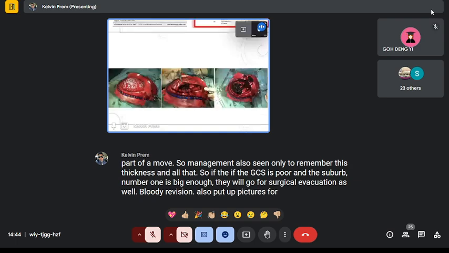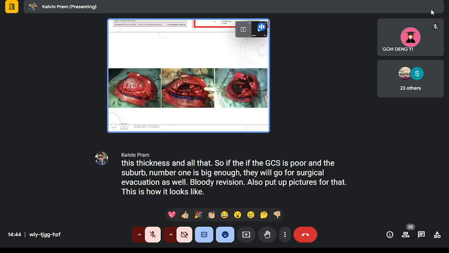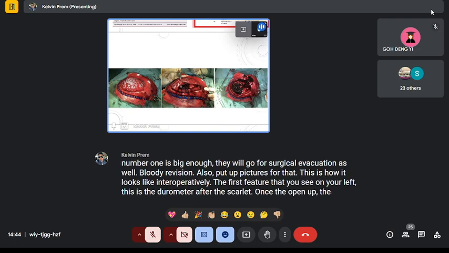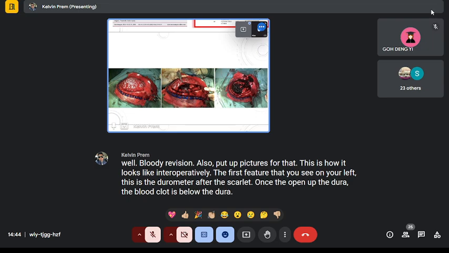Also put up pictures for that. This is how it looks intraoperatively. The first picture that you see on your left is the dura mater after the skull has been removed. Once they open up the dura, the blood clot is below the dura.